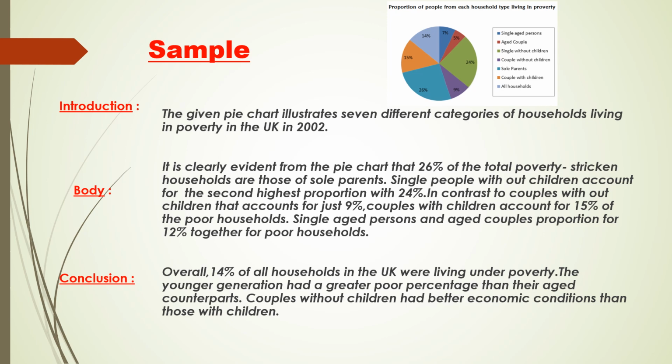Single people without children account for the second highest proportion with 24%. In contrast, couples without children account for just 9%. Couples with children account for 15% of the poor households. Single aged persons and aged couples account for 12% together of poor households. Here they have combined the 7 and 5 and mentioned it as 12% together, right?